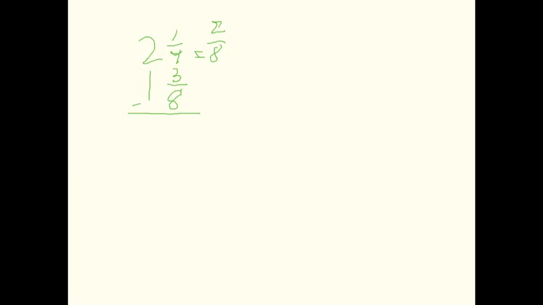So, to subtract this problem, you need a greater number on top. But you do not have a greater number on top. So, you need to borrow from the whole. This would be 1. So you have to add 8 to this fraction, which would be 10/8. Then you subtract 3/8. So 10 minus 3 would equal 7. So you get your answer, 7/8.